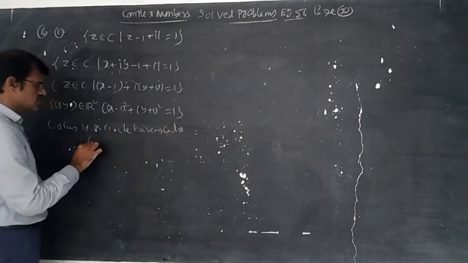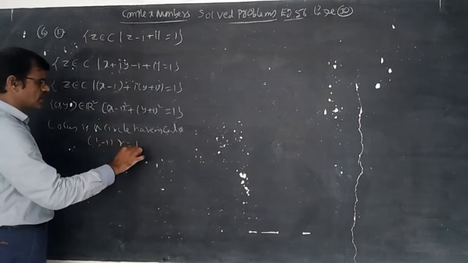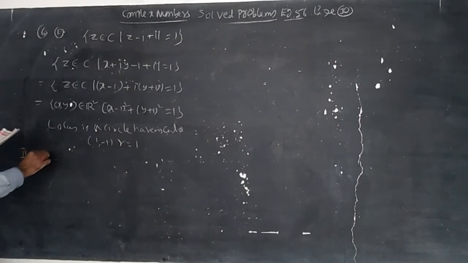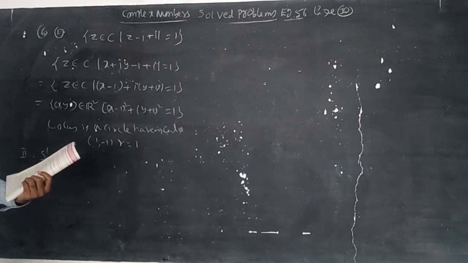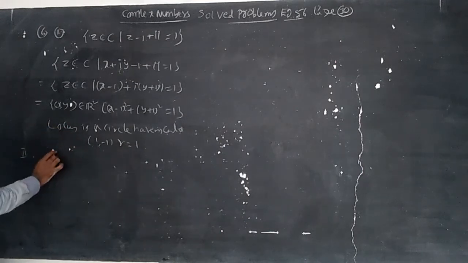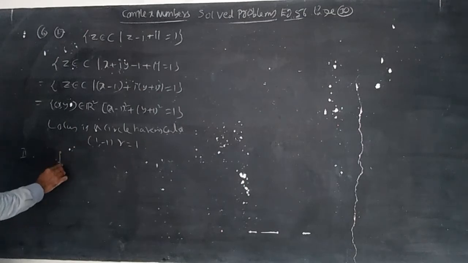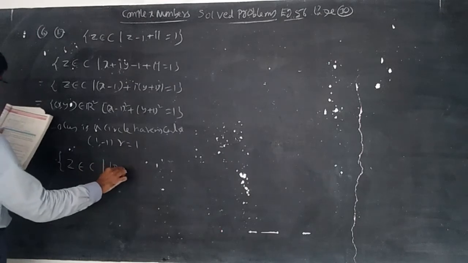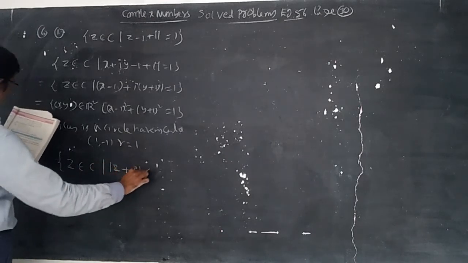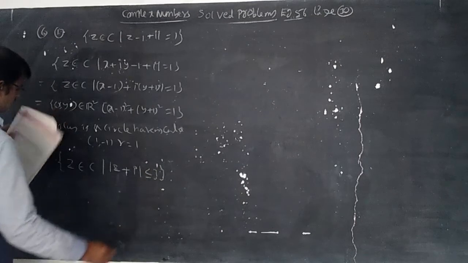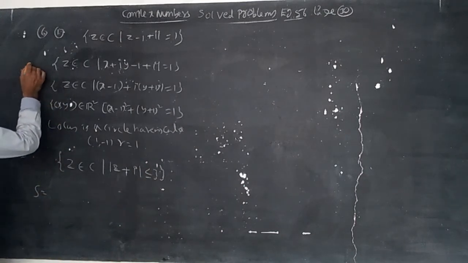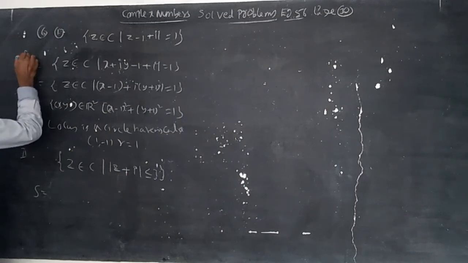Locus is a circle having center (1, -1) and radius equal to 1 unit. That's all. Next, second question. Set S is the set of Z belonging to C such that modulus of Z plus i is less than or equal to 3.